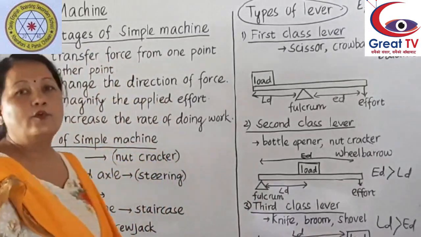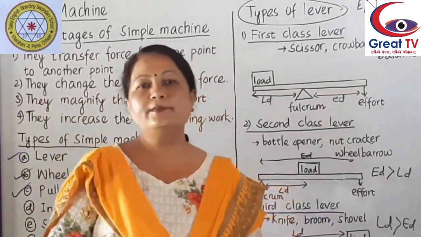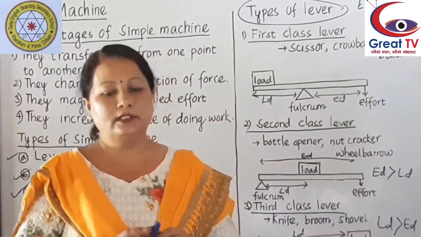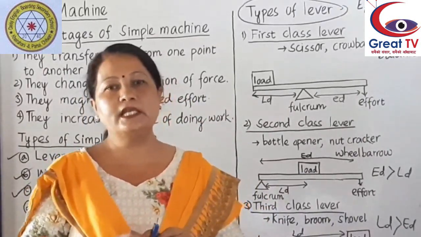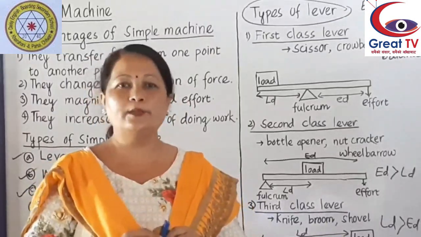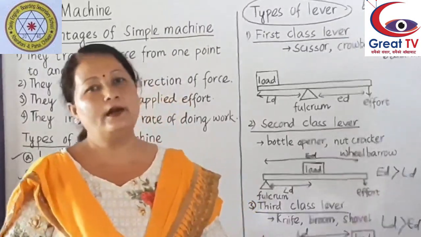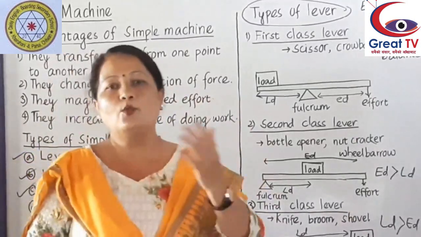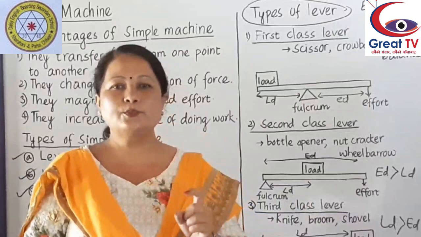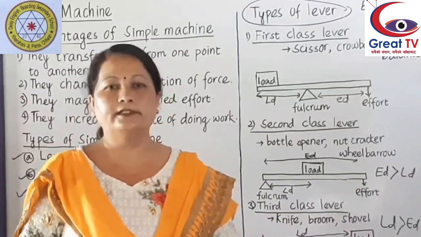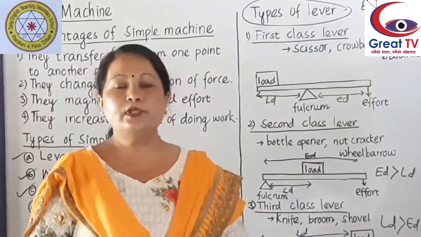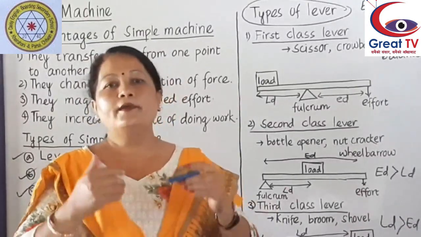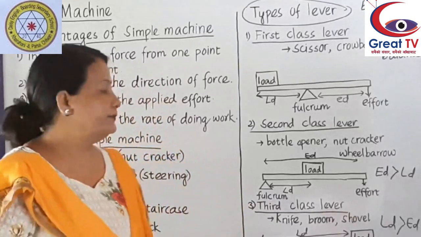Now next, movable pulley. Movable pulley moves up and down along with load. You can see such a pulley in cranes. Movable pulley helps us by magnifying the applied effort. Now when fixed pulley and movable pulley work together, it is called mixed pulley or block and tackle. So mixed pulley helps us by changing the direction of force and by magnifying the applied effort.